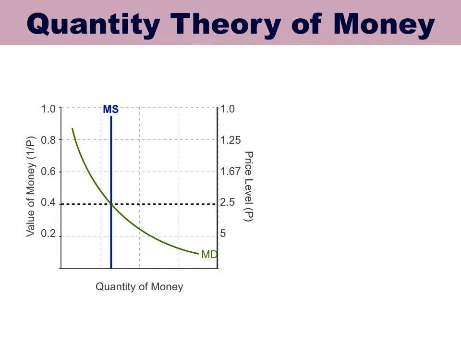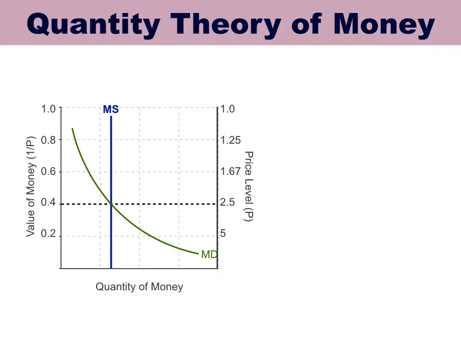Now, what the quantity theory of money is essentially saying is that it's essentially showing us the velocity equation, but we are actually keeping the real GDP constant as well. So it's showing the relationship between the money supply and the price level.